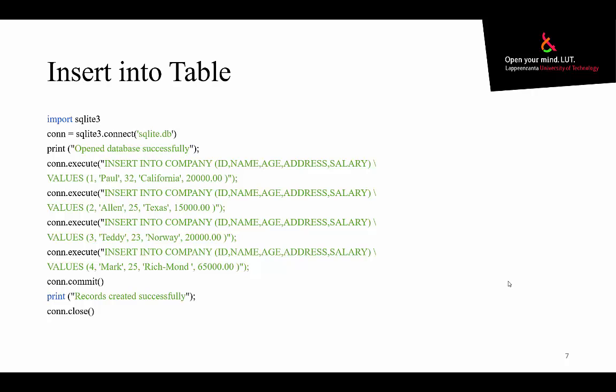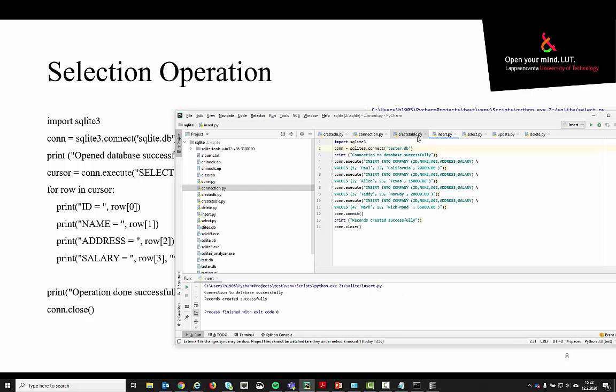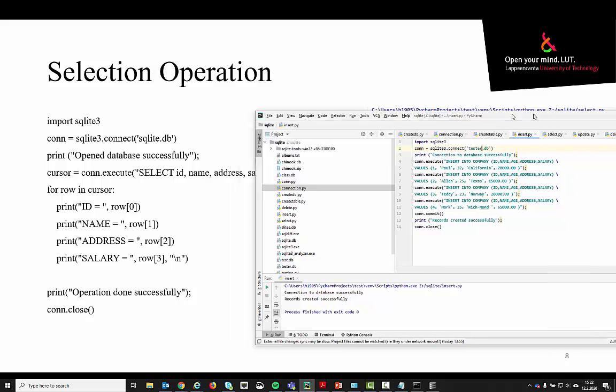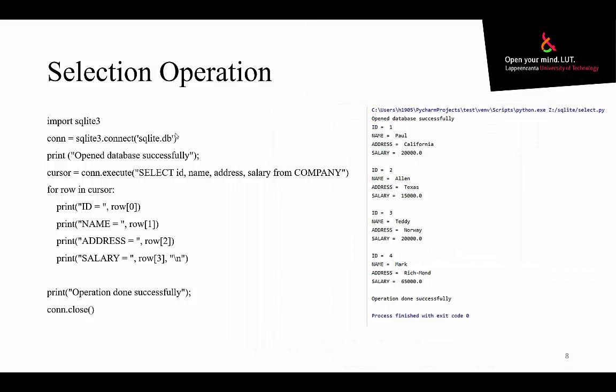Now let's say for a reason we intend to also do some selection. Let me explain here. Basically, you can select information from the database, and all you need to do, of course, is to have the connection to the database.